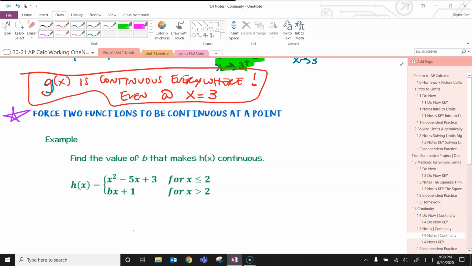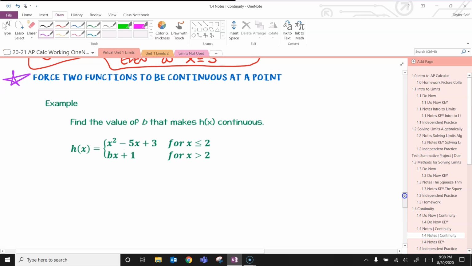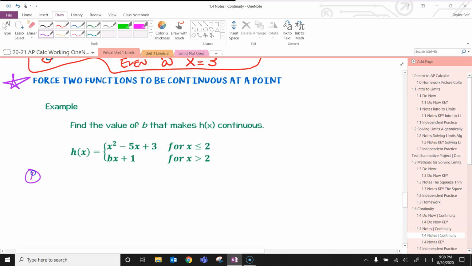Okay, find the value of b that makes h of x continuous. Here is h of x. So what we're going to do is we're going to work through the steps of continuity. So first, problem child is 2, right? So we're going to check, does h of 2 exist? x is allowed to equal 2 for the top piece, so we're going to plug 2 into the top piece.